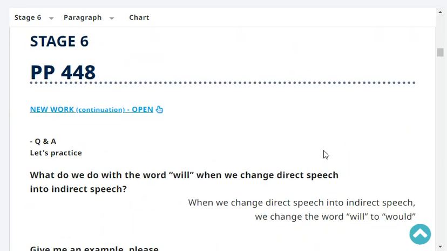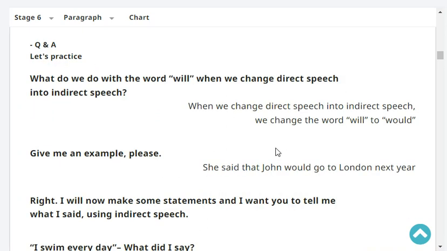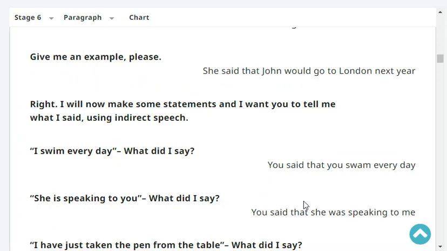First question. What do we do with the word will when we change direct speech into indirect speech? When we change direct speech into indirect speech, we change the word will to would. Very good. Give me an example, please. She said that John would go to London next year. Very good.